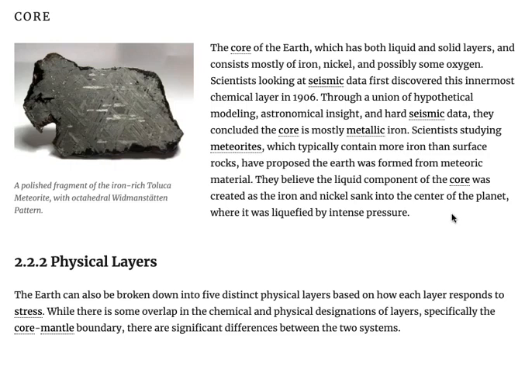Scientists studying meteorites, which typically contain more iron than surface rocks, have proposed the Earth was formed from meteoric material. They believe the liquid component of the core was created as the iron and nickel sank into the center of the planet, where it was liquefied by intense pressure.